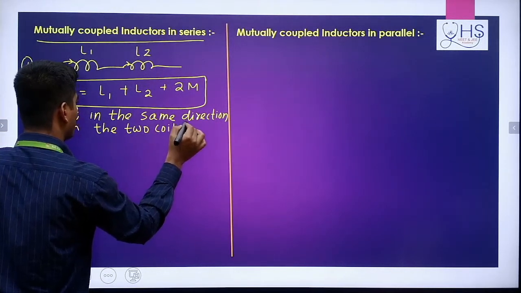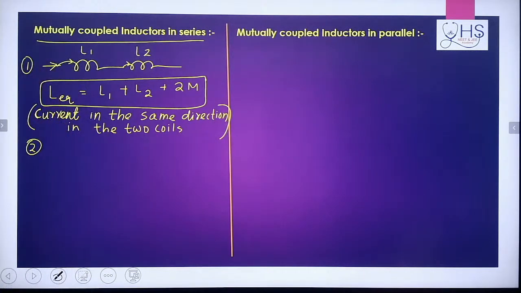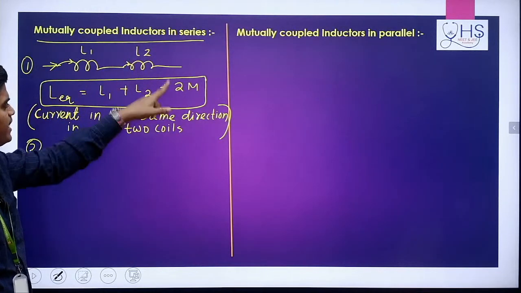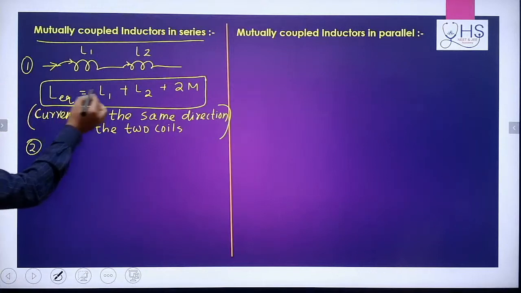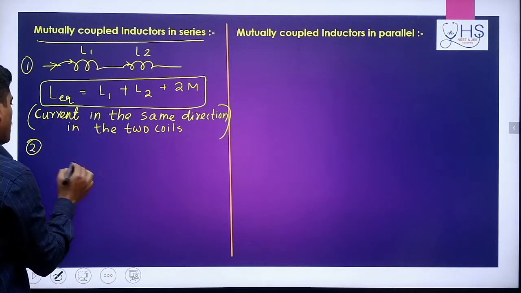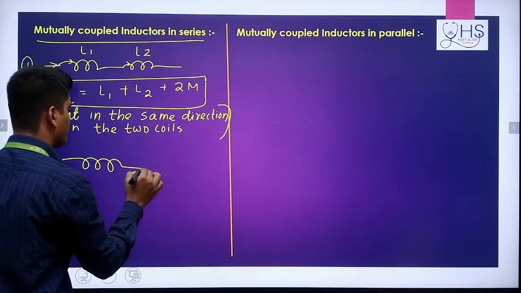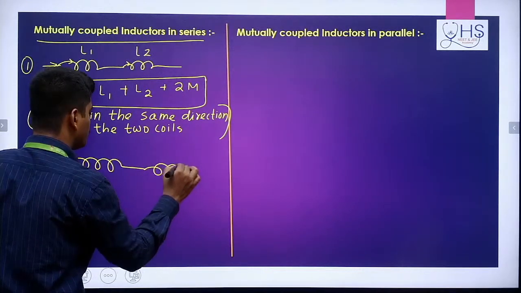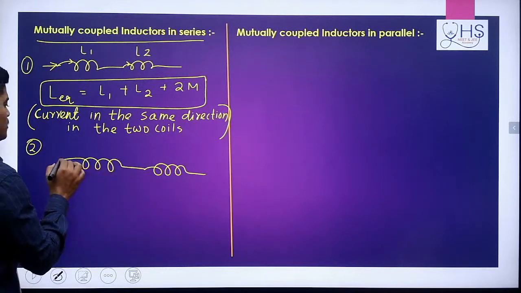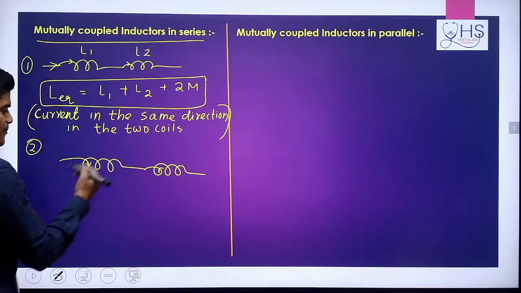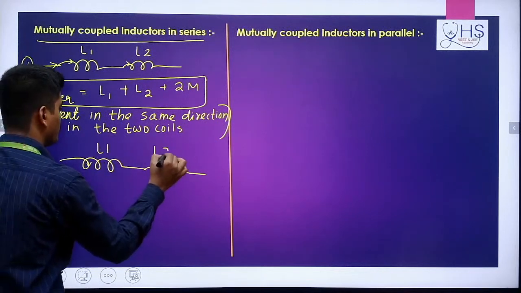So some derivation is there, no need to derive. Just remember, in the two coils, if currents are going in the same direction, then the L equivalent inductance will be this one. Now, if currents are flowing in opposite directions, series is there, but for this one current is going this way, for this one current is going this way. It can happen also. So L1, L2 is there.